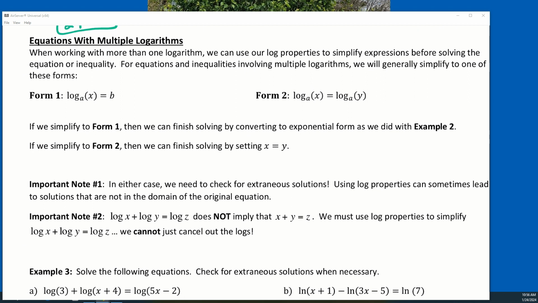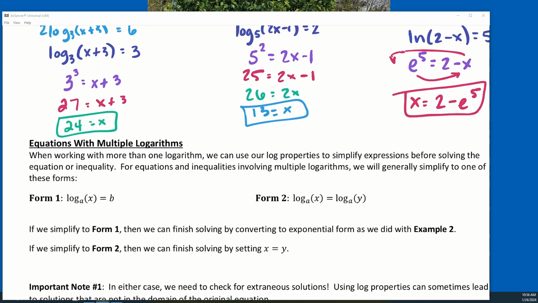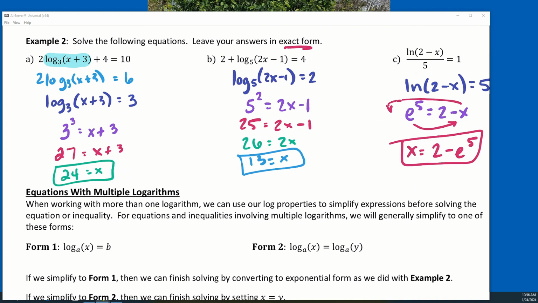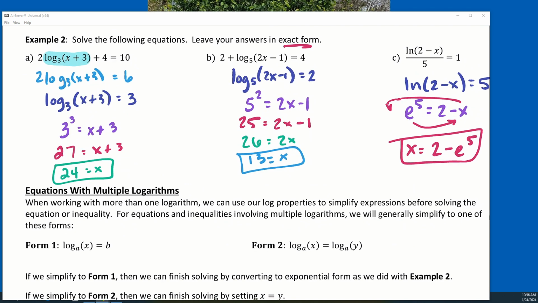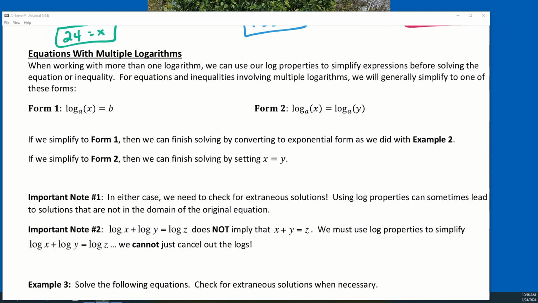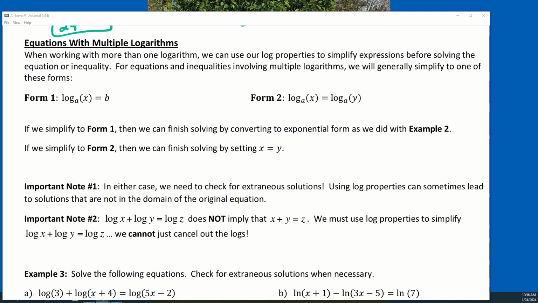And then we're going to decide which form it is. So if we bring those logarithms together and you end up with log equals a number, we're going to do it just like we did the last class. You may or may not remember those examples, example 2, where you write it in exponential form. If it's form 2, where you have log equals a log, then what you can do is easier. You can just drop off the logs and say that those arguments are equal to each other and just solve it algebraically. It's pretty simple.